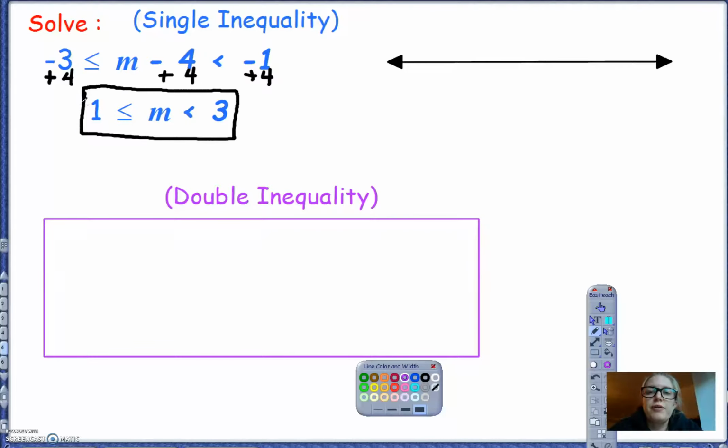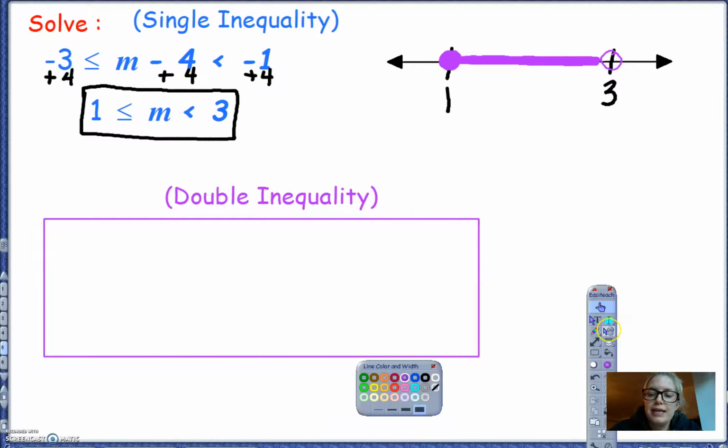Now we have to graph it. When you graph it, I only need to see 2 numbers. Your 2 boundary numbers are 1 and then 3. Then we think about our symbols. 1 is equal to, so I'm going to fill in my circle there. 3, we have the less than. Let me make that one a little bit thinner. Okay, and we're going to shade between the two numbers because m is in between these two numbers. And that would be your inequality.